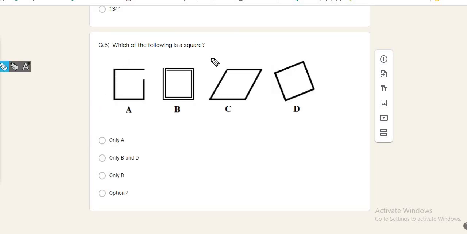Which of the following is a square? We know that a square is a polygon in which all sides are equal and all angles are 90 degrees. So in shape D we can see that all sides are equal in length and all the angles are L-shaped angles, that means 90 degree angles. So only D is the right figure. So C option is correct.